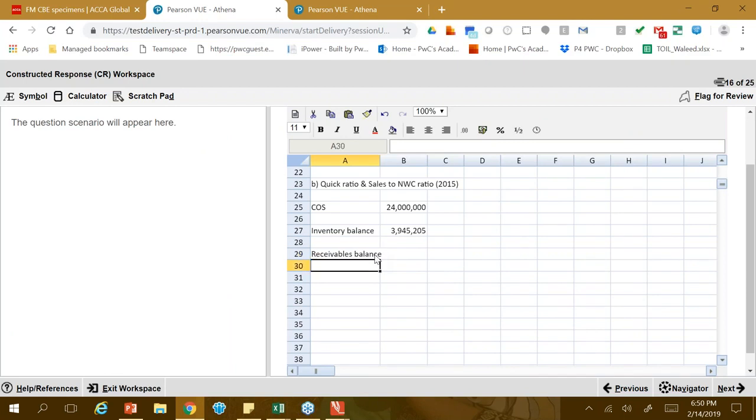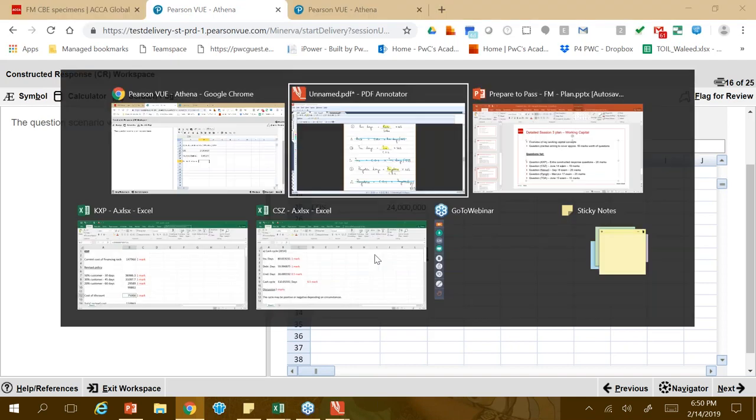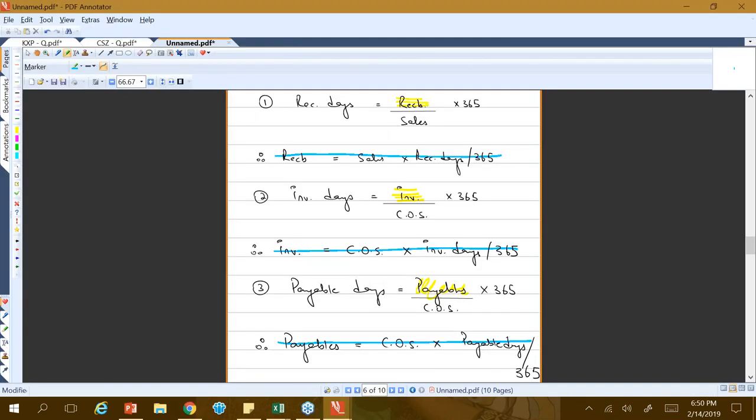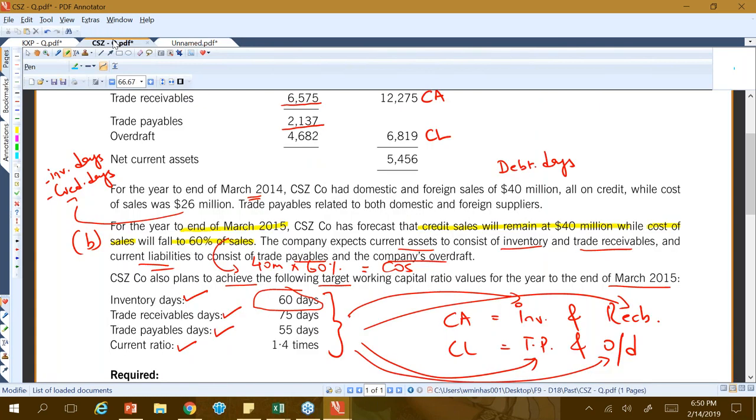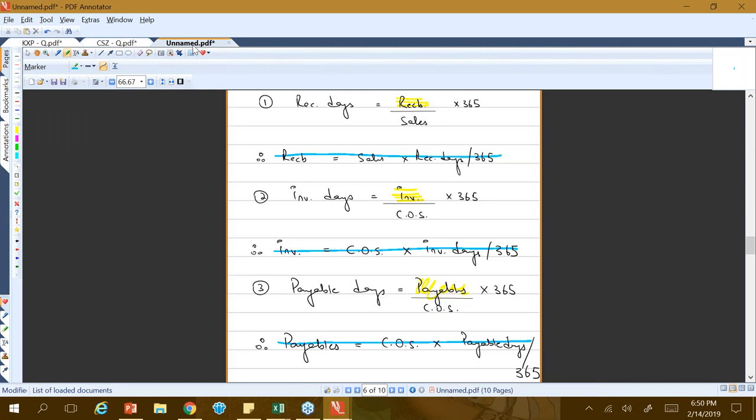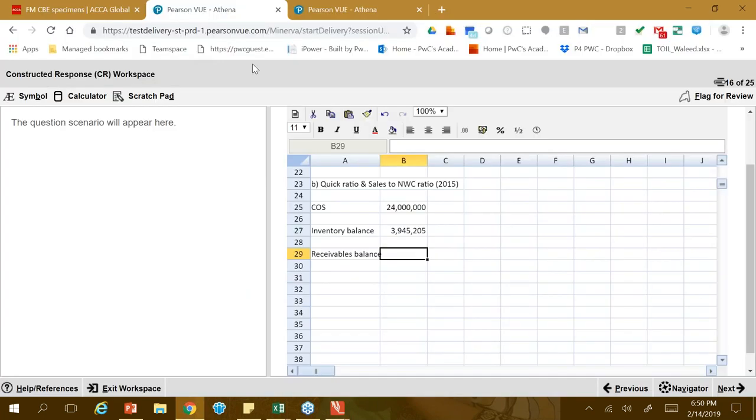In the same way, can I ask you, with this information here, to find the receivables balance? I want you to find the receivables balance for me, thinking of the rearrangement in the same way. So receivables balance, remember, is sales into receivable days over 365. And remember, we have the receivable days of 2015 given as 75 days. So can you find the receivables balance here?